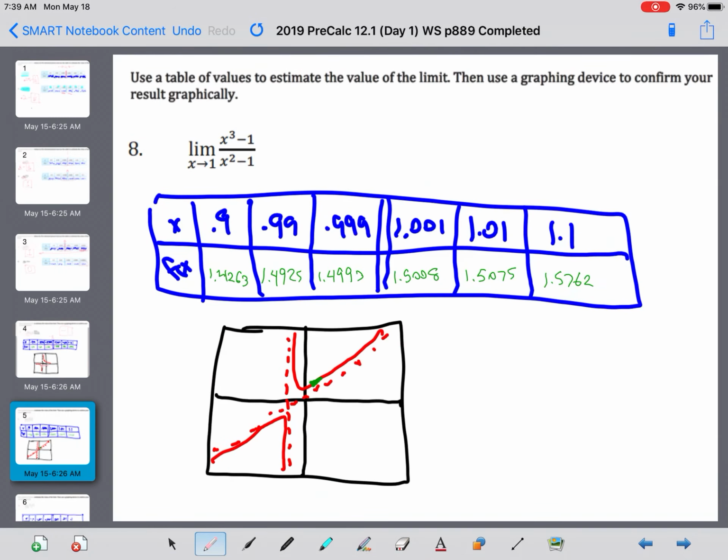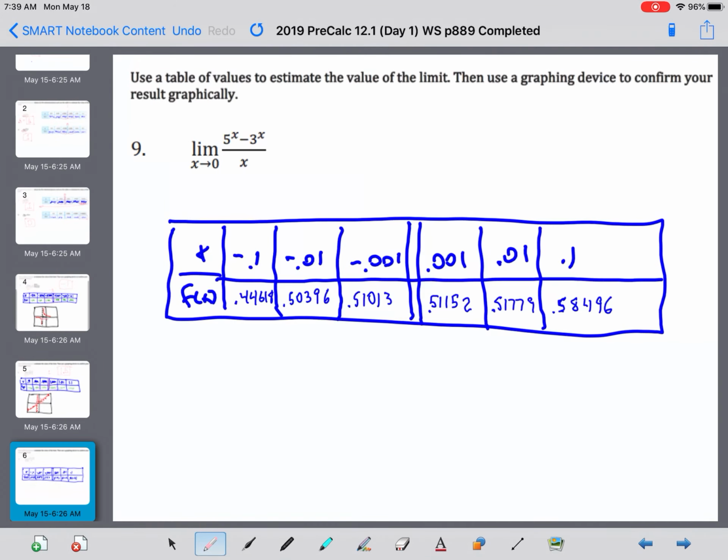Next one here, if I look right here where 1 would be, because that's my approach value, it looks like I got 1.5. Let me switch here. So 1.5 is my approach value. And again, as I get close to 1, right here, it looks like I'm at 1.5. So that's really what I'm looking at here.